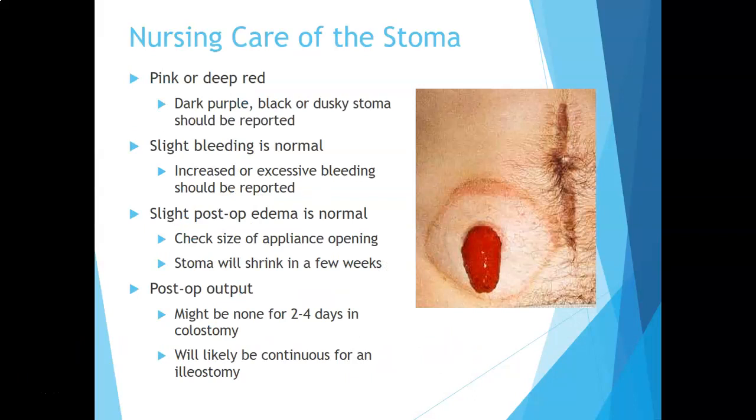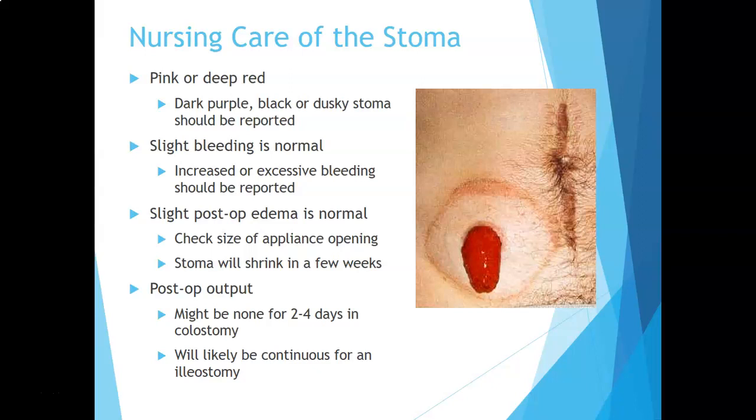Nursing care of the stoma. That is actually a very good looking stoma. That's what it should look like. In general, stomas should be a pink or a kind of beefy red. That means that they have a good blood supply to them and that they're healthy. That's what your intestines look like on the inside. So that should be what they kind of look like when they're on the outside. A dark purple, a black, or a dusky stoma should be reported. It means that there is something happening there. It's not getting good blood flow. So the surgeon, especially if it's a new ostomy, definitely needs to know about that.